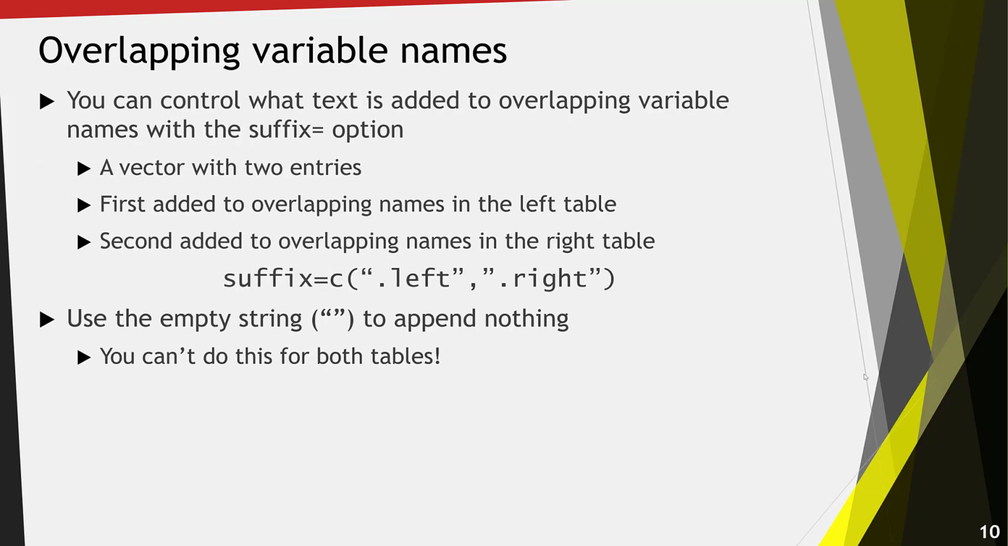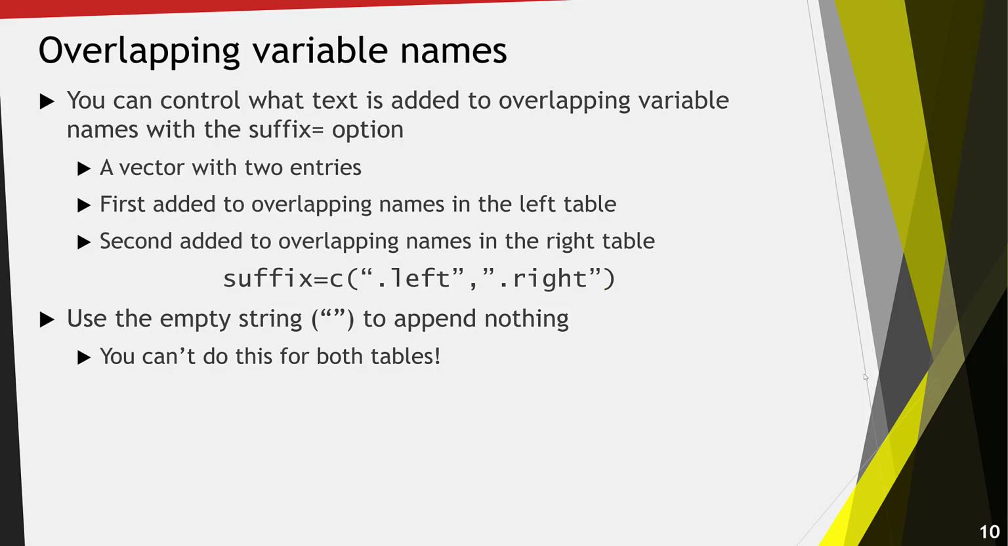If you'd like to control what kind of text is added to overlapping variable names, you can use the suffix equals option. This is going to be a vector of text with two entries. The first entry is added to overlapping names in the left table, and the second is added to overlapping names in the right table. So in this example that I have here, I'm setting the suffix to .left for variable names in the left table and .right for variable names in the right table.